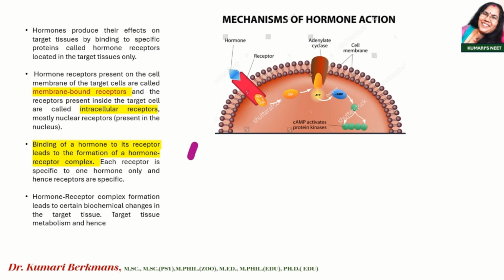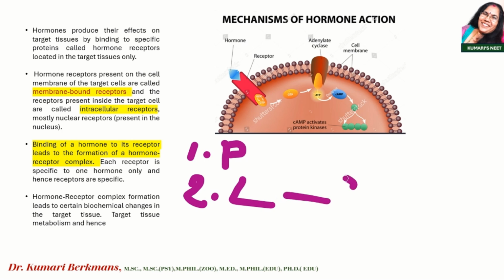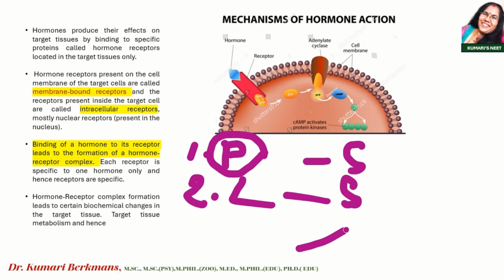I told you hormones are of two types. One is made up of protein and the next one is made up of lipids. So, steroid hormones and proteinaceous hormones. Usually the hormone which is made up of protein binds on the receptor which is present on the cell membrane. Let me explain.